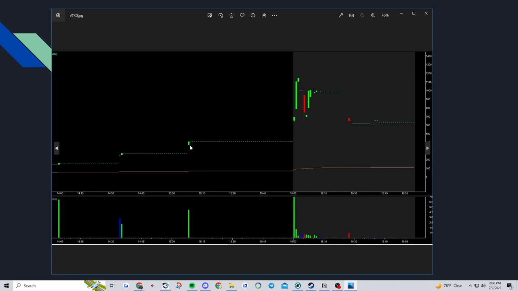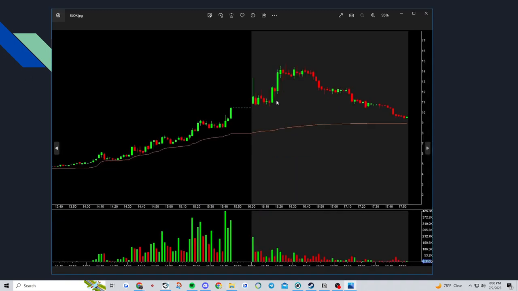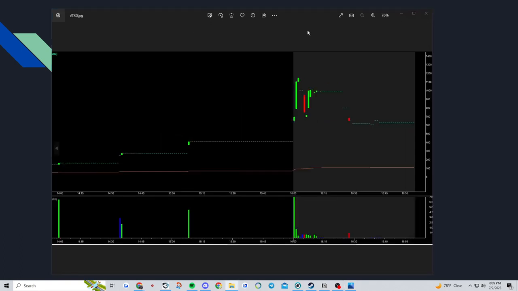So ATXG, same example as before, halted, didn't open before 3:50, resumes at 4, okay? And another one here, ELOX, halted at like 3:40 something. These are 2-minute candles. Didn't open before 4, between 3:50 and 4. Sorry, before 3:50. Opens at 4, okay? I mean, you see this a lot.